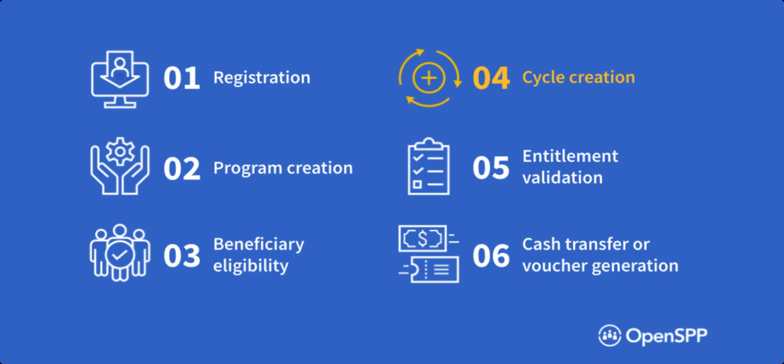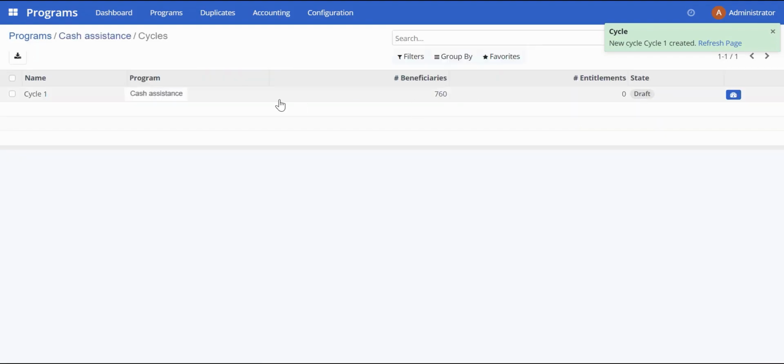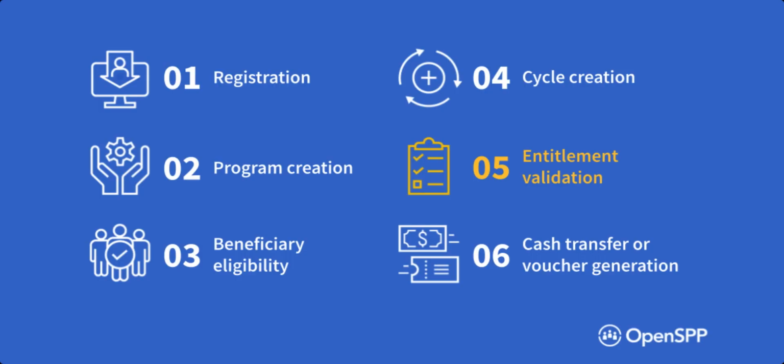This brings us to the fourth step, cycle creation. To create a cycle, we select Create New Cycle. If we now go to Cycle, we can see that the first cycle has been created. Now that we have created our first cycle, we will be able to visualize and validate the entitlements, which are the amounts of money that the beneficiaries will receive. This is the fifth step, entitlement validation.